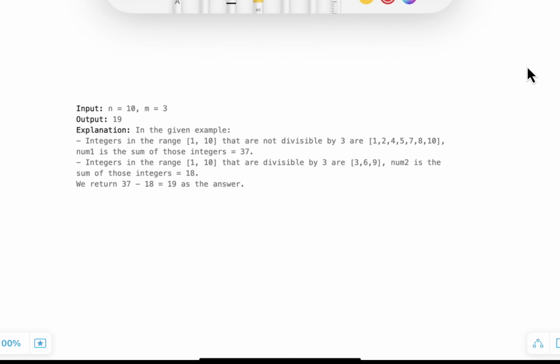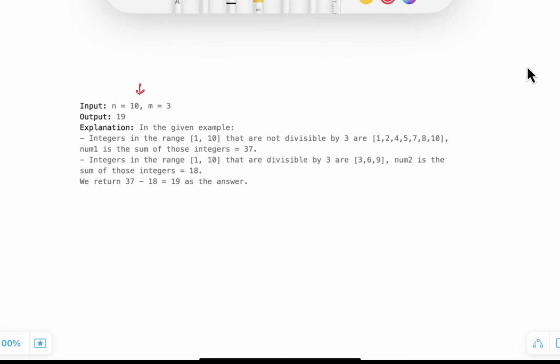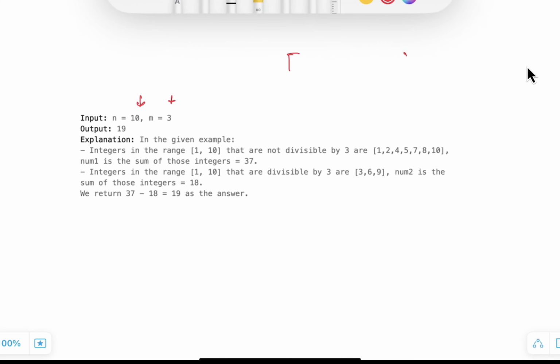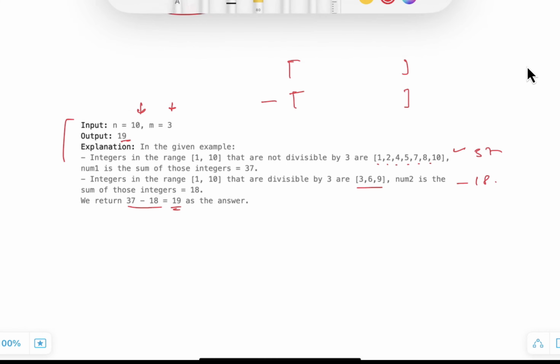Let's understand with the help of an example. In this example, the value of n is 10 and the value of m is 3. It means I have to return the sum of all the numbers which are not divisible by 3. Those not divisible by 3 are 1, 2, 4, 5, 7, 8, 10. The sum of all of these numbers is 37. Then subtract the sum of all the numbers which are divisible by 3. Those are 3, 6, 9, which sum to 18. So 37 minus 18 is 19, and 19 is going to be my answer. So this is what we have to do.